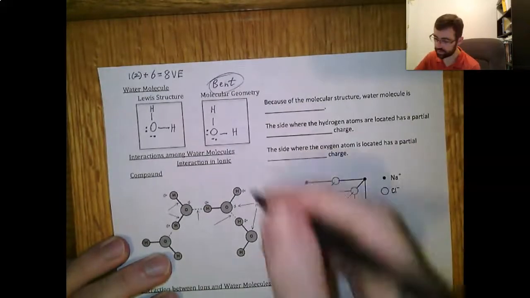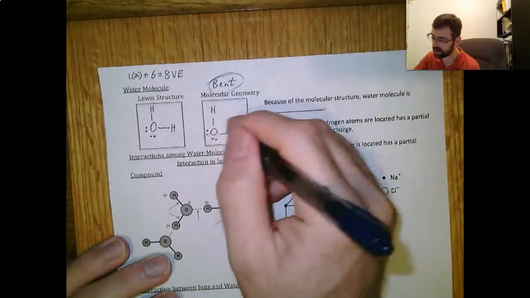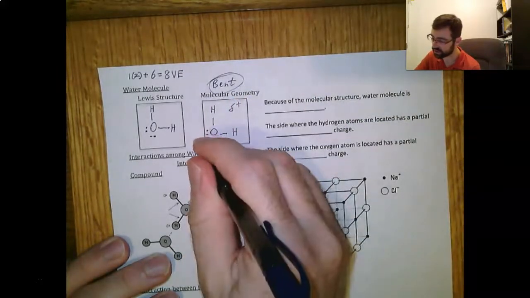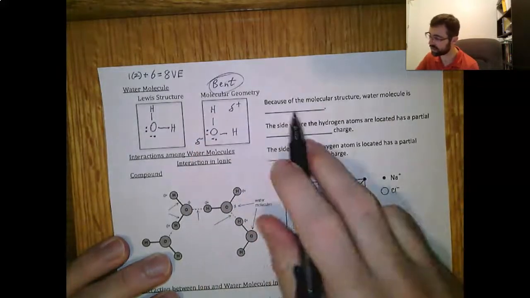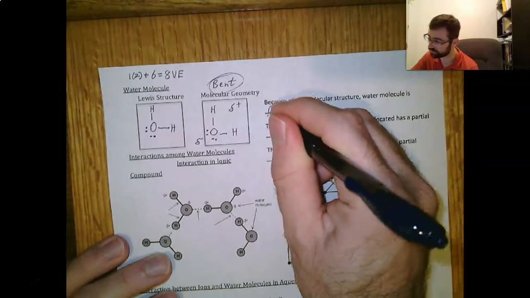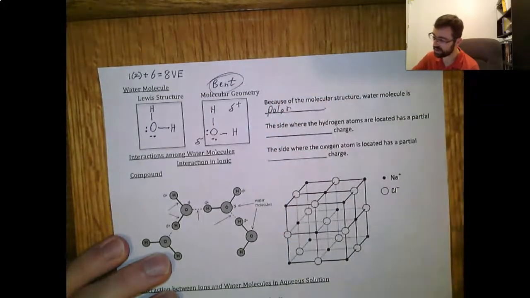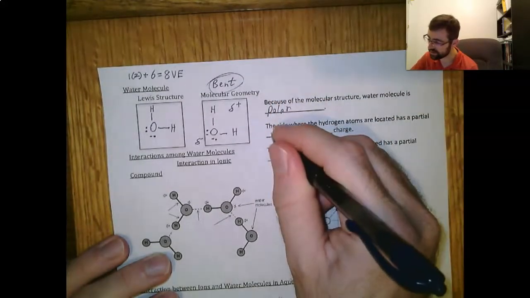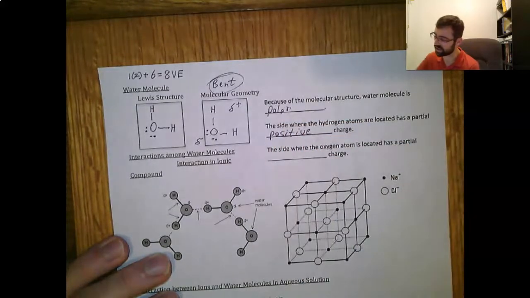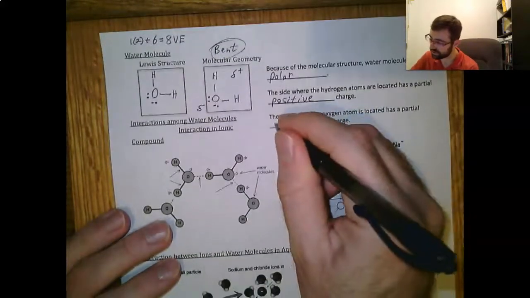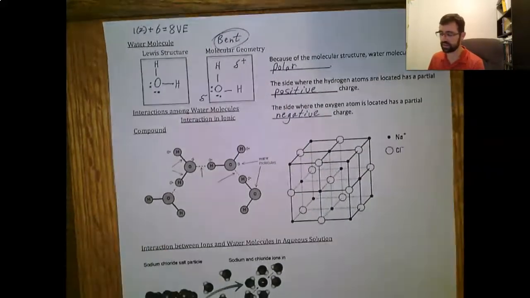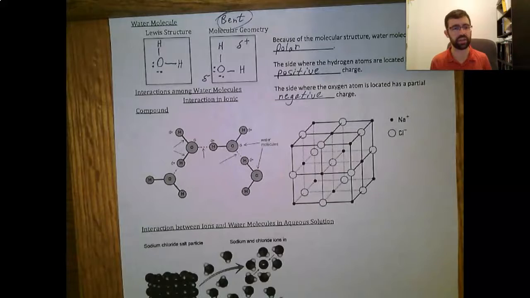That is important because hydrogen is more positive than oxygen, so I have a partial positive charge on hydrogen, and oxygen has a partial negative charge. Because of the molecular structure, the water molecule is polar. The side with hydrogen has a partial positive charge, and the side with oxygen has a partial negative charge. Now let's look at what that does with intermolecular forces.